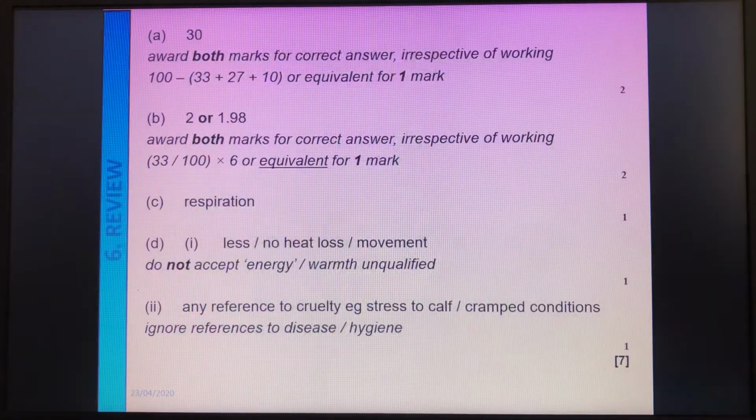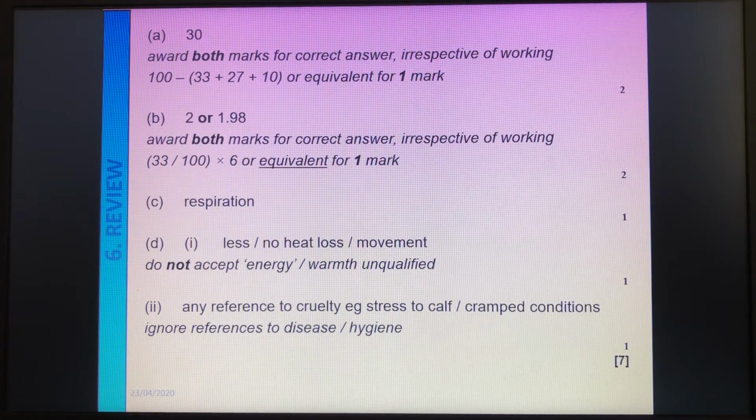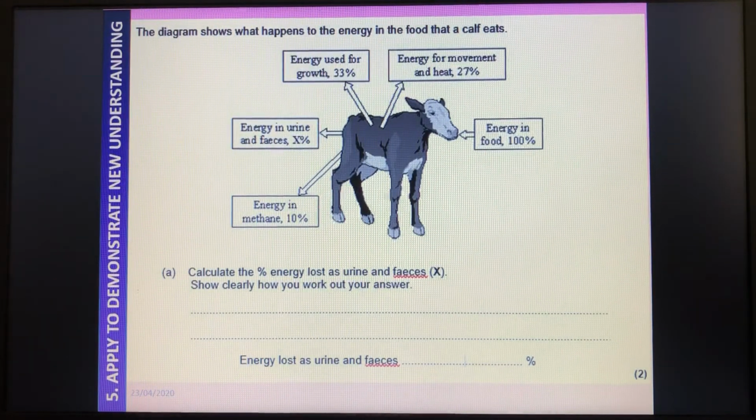Okay, so let's have a look at green penning some of those answers. The first one was looking at the percentage loss from the urine and the faeces, and that was 30%. We took 100% and we took away the 33, the 27 and the 10, and it gave us 30. Then we had 6 megajoules. We knew that a third of that, 33%, was used for growth. How much was that? What did they ask? I can't remember.